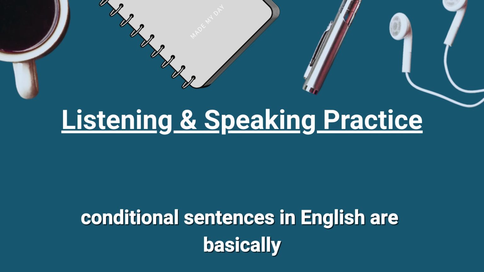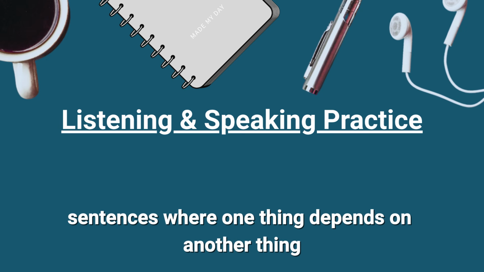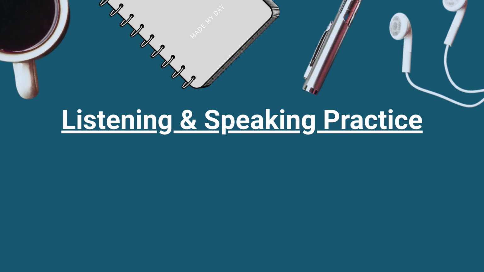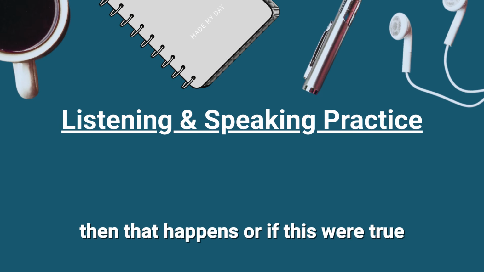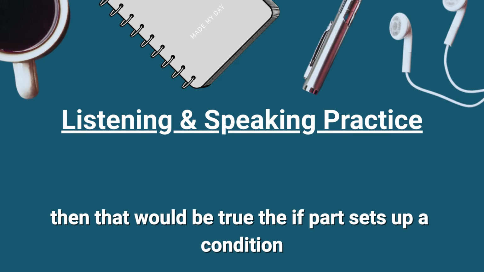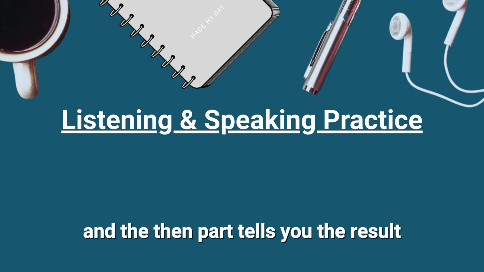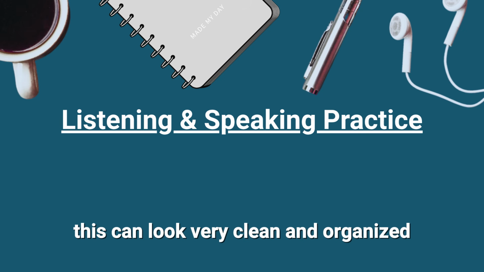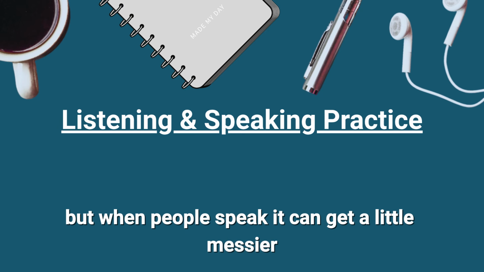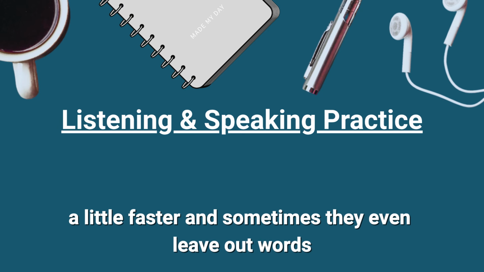First, let me just set the scene a little bit. Conditional sentences in English are basically sentences where one thing depends on another thing. That's the core idea. If this happens, then that happens. Or if this were true, then that would be true. The if part sets up a condition, and the then part tells you the result. Now, in writing, this can look very clean and organized, but when people speak, it can get a little messier, a little faster, and sometimes they even leave out words.